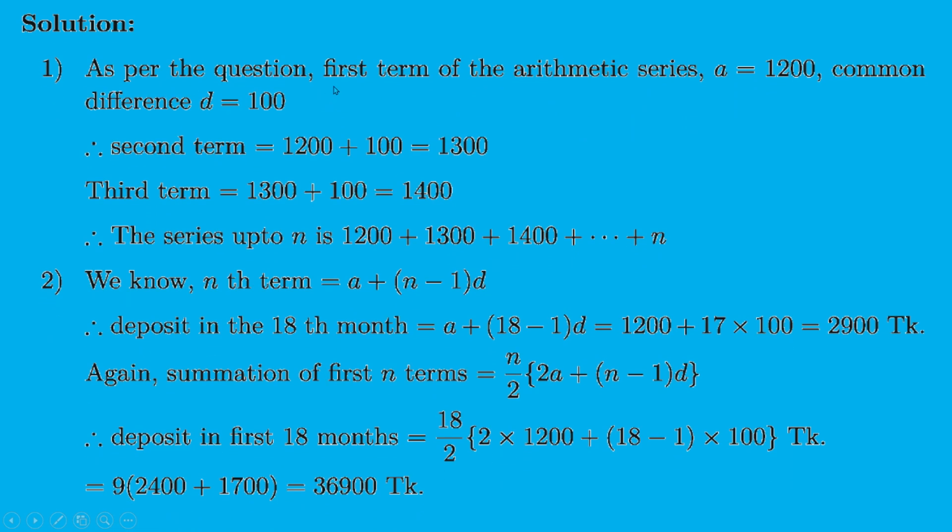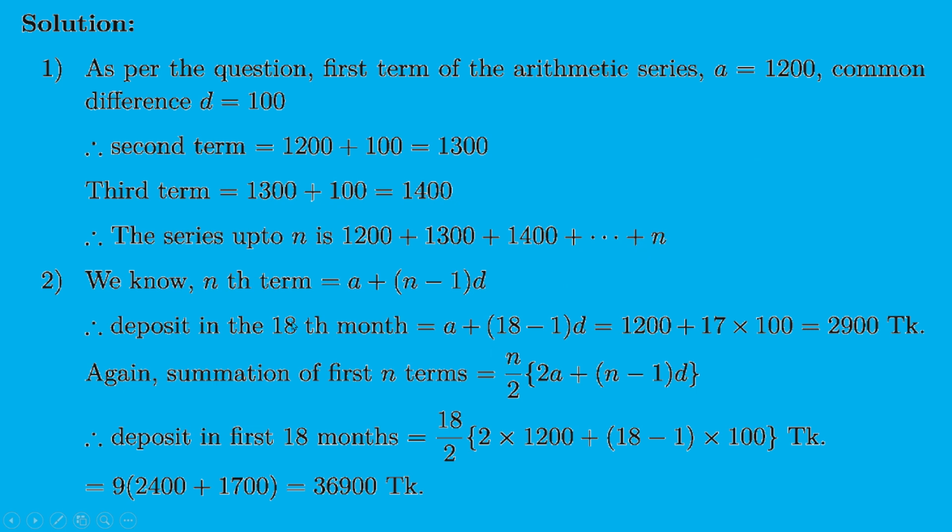Now follow the solution. That means number one. As per the question, the first term of the arithmetic series a is equal to 1200, common difference d is equal to 100. Therefore the second term will be 1200 plus 100, this equals 1300. The third month or third term, this equals 1300 plus 100, this equals 1400. Therefore the series up to n terms is 1200 plus 1300 plus 1400 plus dot dot dot plus up to n. This is the required answer.